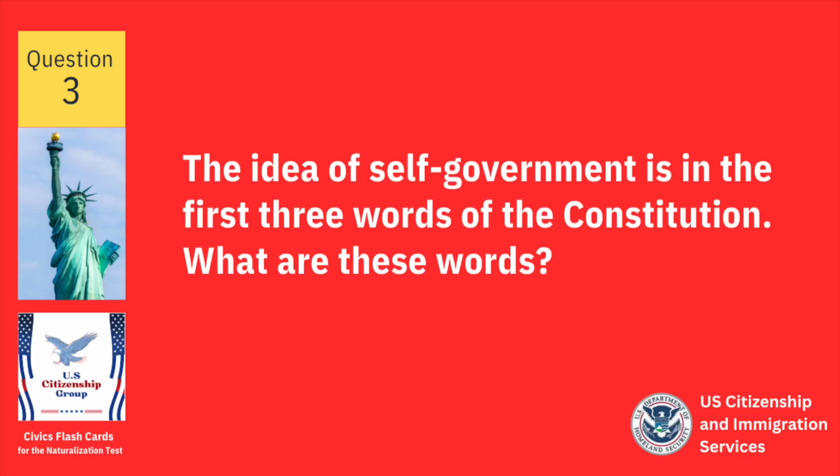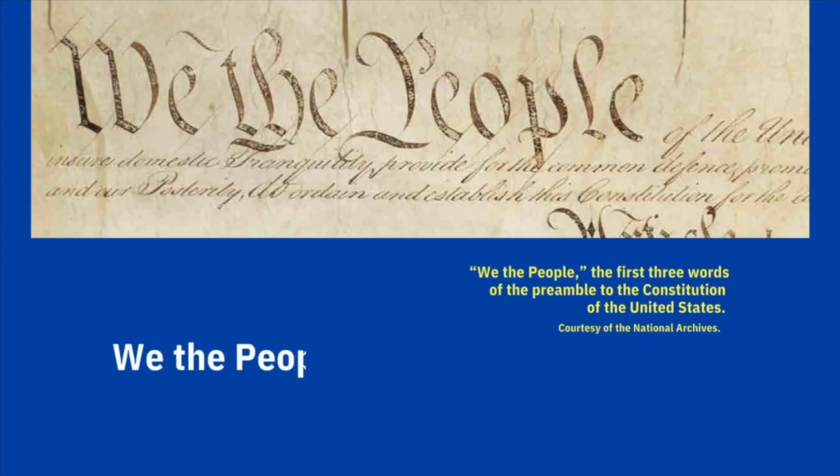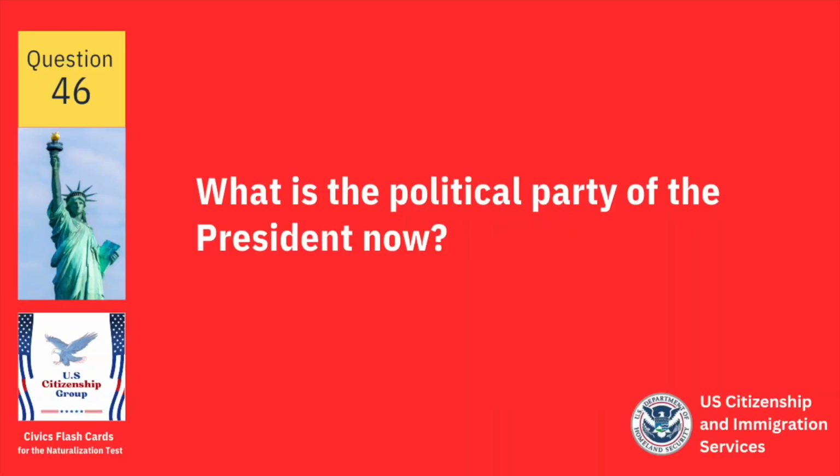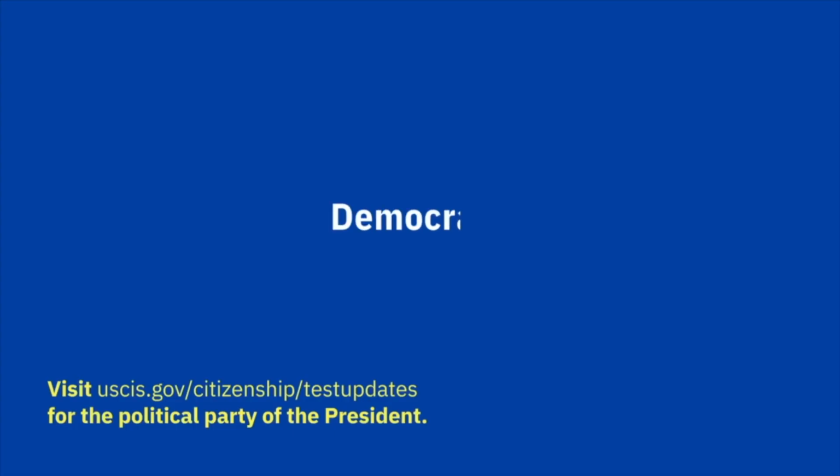The idea of self-government is in the first three words of the Constitution. What are these words? We the people. What is the political party of the president now? Democratic.